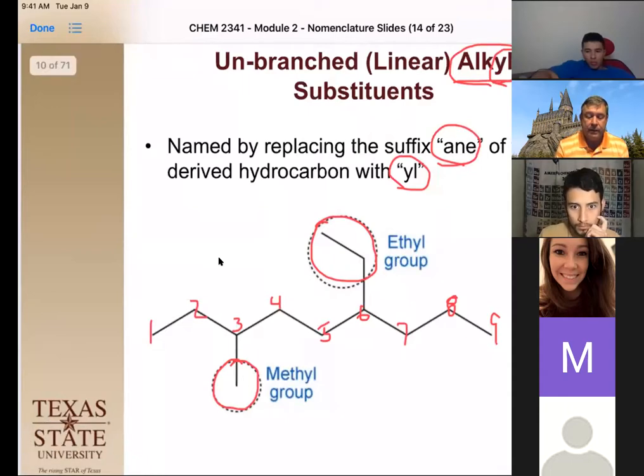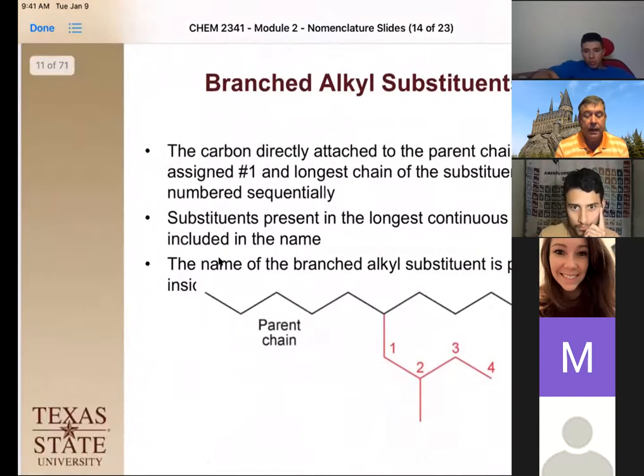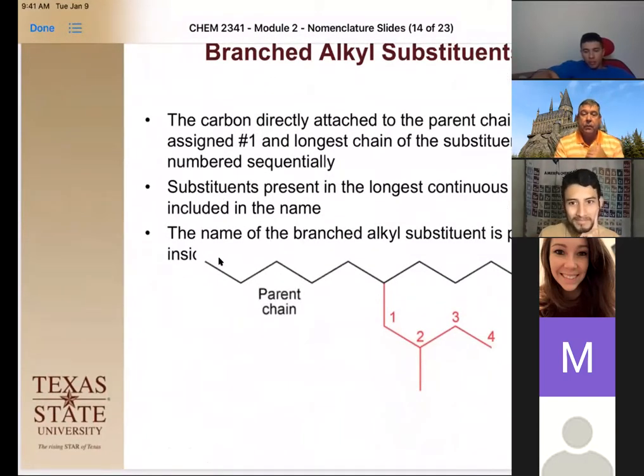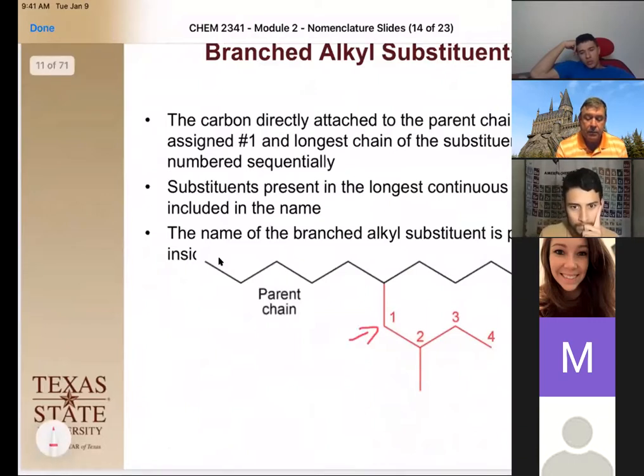Okay, so what if it gets a little more complicated? Well, it's going to, and so we have rules for this. Okay, so when we think about a branched alkane, we have to think of it as a substituent, and we have to name that substituent correctly. So the carbon directly attached to the parent chain is assigned the number 1. It's most important because this one is always number 1 because it's the one that's coming off that parent chain. And remember, you're naming that compound for the parent chain, so you have to name the substituent for where that substituent attaches to the longest chain, okay?